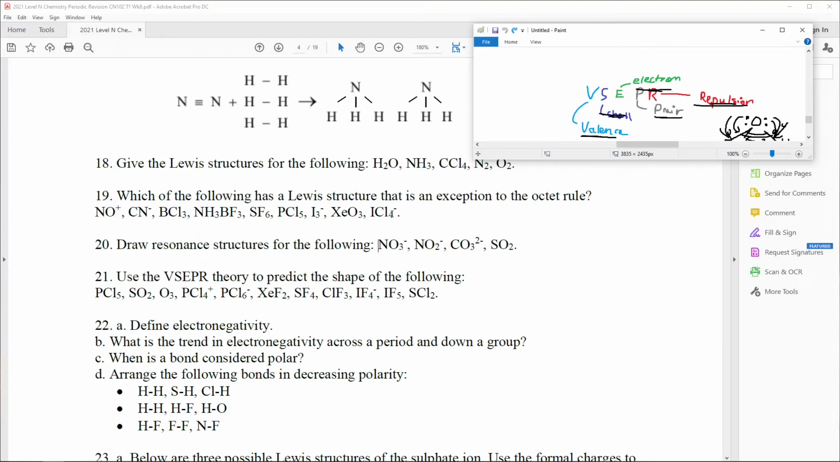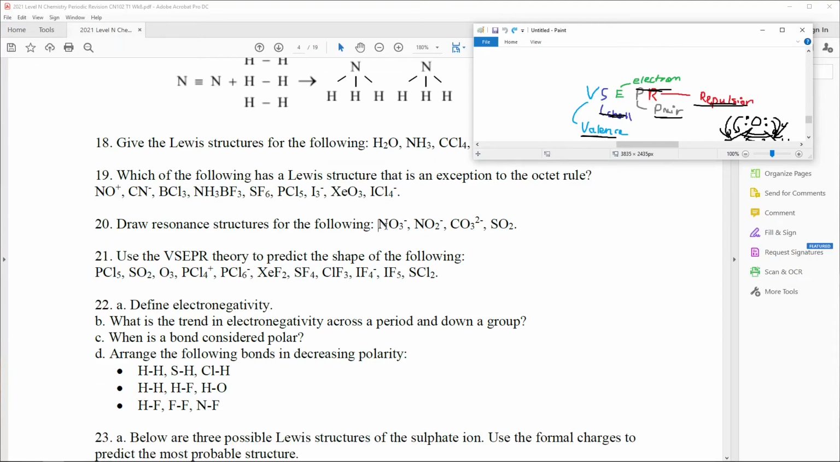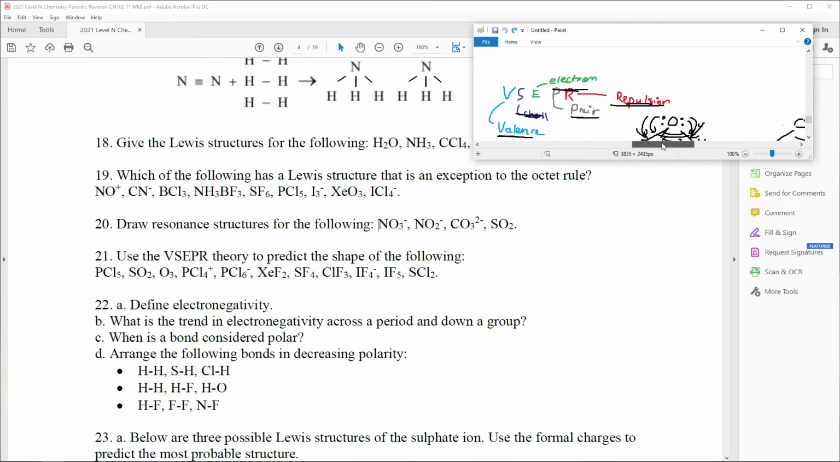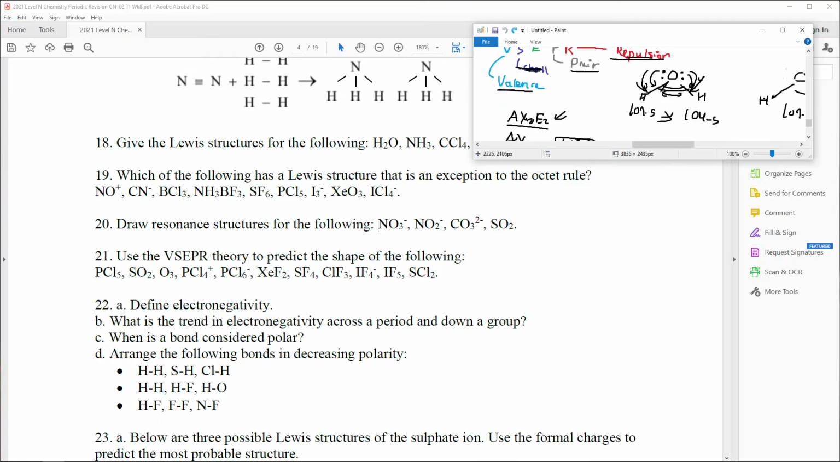So for number 21, we're using this one theory called the VSEPR theory, which stands for the valence shell electron pair repulsion. And this is basically having the repulsions between the lone pair, shared pair of electrons or electron domains being stronger than the shared pair and shared pair repulsions.